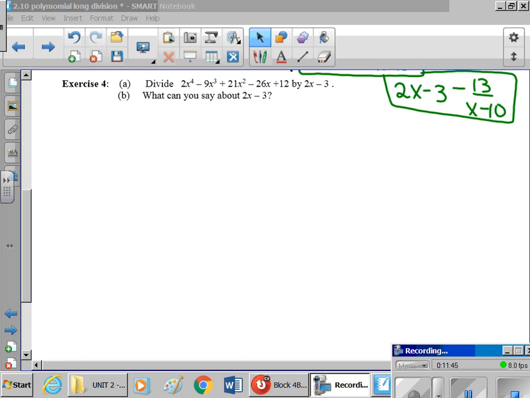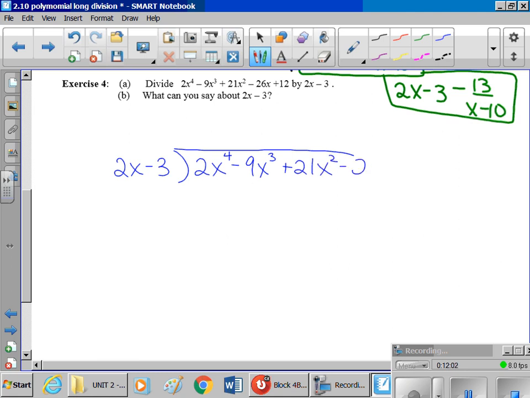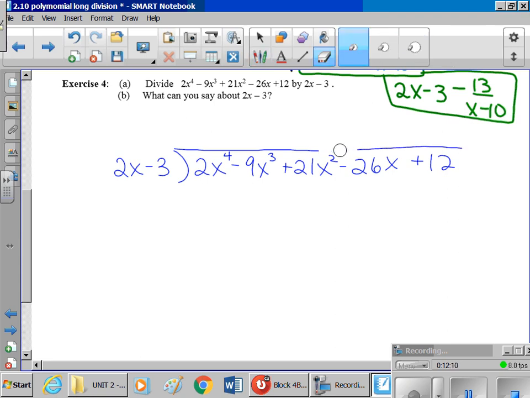Okay, last one. So let's set this up as 2x minus 3 divided into 2x to the 4th minus 9x cubed plus 21x squared minus 26x plus 12. Let's just clean this up a little bit. I'm just going to make sure I wrote it down properly, which it all looks good. Plus 12, 2x minus 3. So now we do our division.